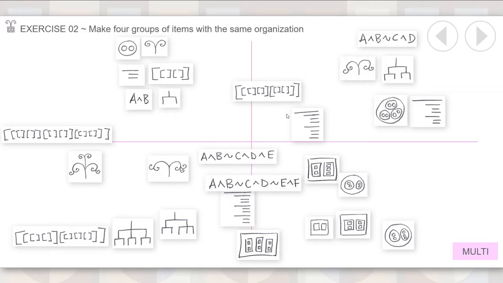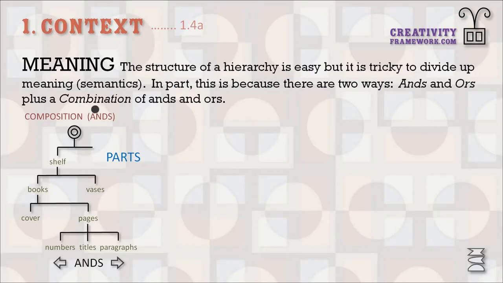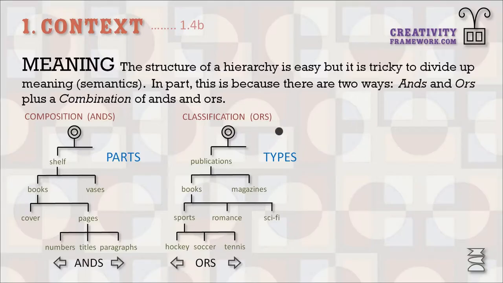All right, so there's much more to the framework than that. It starts talking about the meaning. This one's kind of important too. Perhaps we could just quickly take a peek here. This is composition. Composition is ands. So now we're looking at ands going across the hierarchy. So a page has numbers and titles and paragraphs. Composition, so the hierarchy with composition going across. Then here is classification, ors. So sports, you either play hockey or you play soccer or you play tennis.